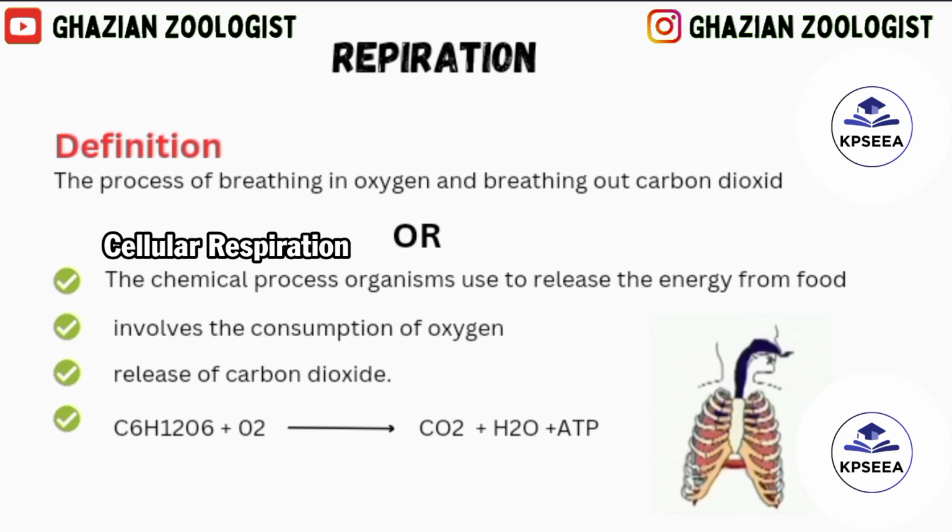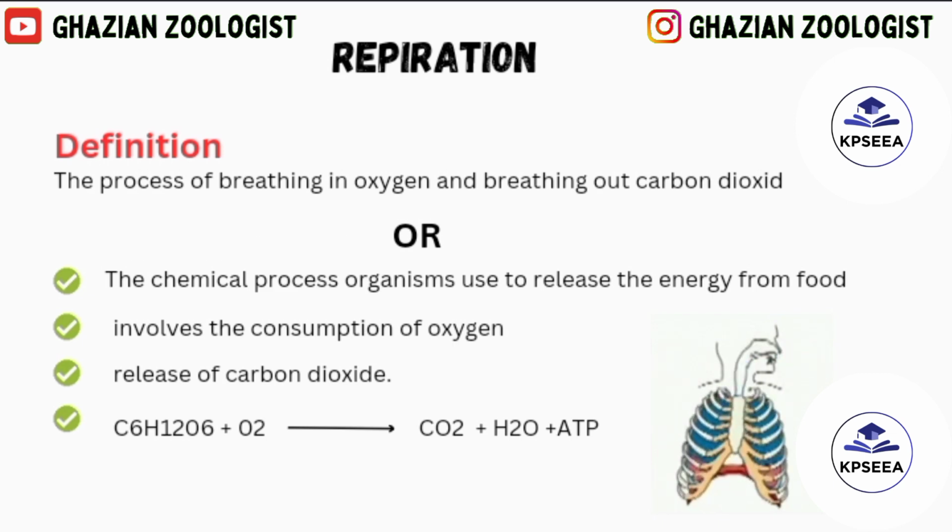You must remember it. Cellular respiration is the chemical process occurring in living organisms. In this process, energy is produced from food, and oxygen is consumed and carbon dioxide is released. The reaction is given below, in which glucose is completely oxidized. C6H12O6 is the molecular formula of glucose, which is completely oxidized in the presence of oxygen and converted into carbon dioxide and water. In this reaction, energy in the form of ATP is released.